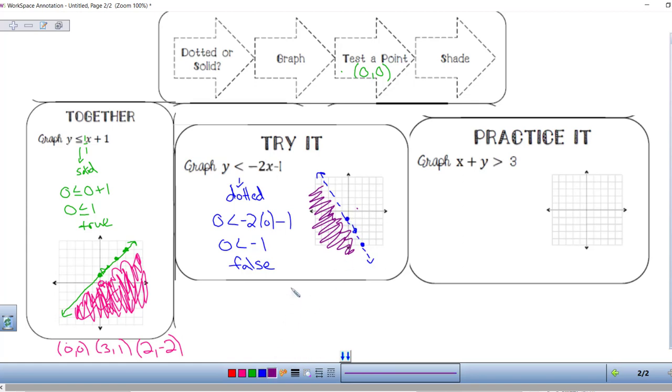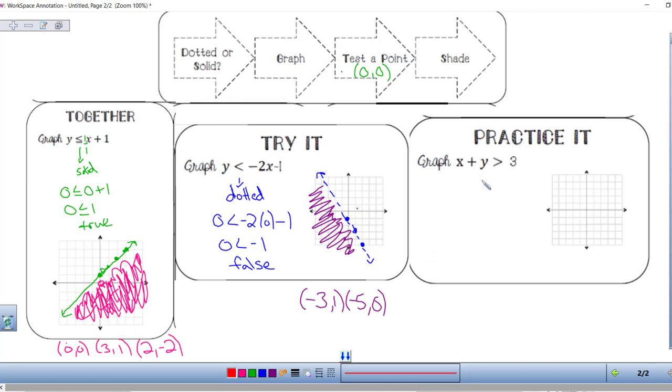Okay, so when we test our point, remember, if it's true, we shade it like we did here. If it's false, we don't shade it. We shade the opposite direction. Again, I could name any solution in this area. A solution would be, let's see, -3, 1, or -5, 0. Anything in this shaded area would be a solution.